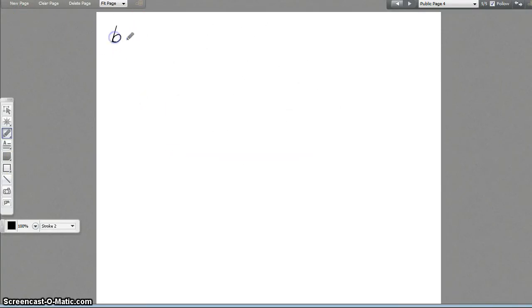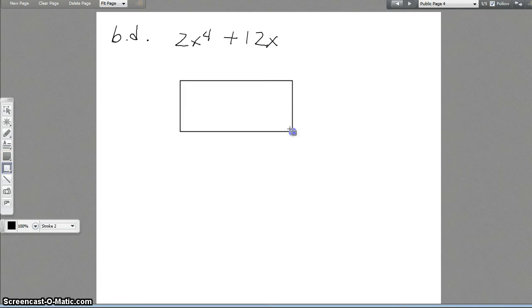So let me do part D now. Part D is 2x to the 4th plus 12x. And this time I'm going to start with the diagram. So let me draw my box and put in my grid line. And so now I'm going to write my terms in. We have 2x to the 4th and we have 12x. So what is our greatest common factor?